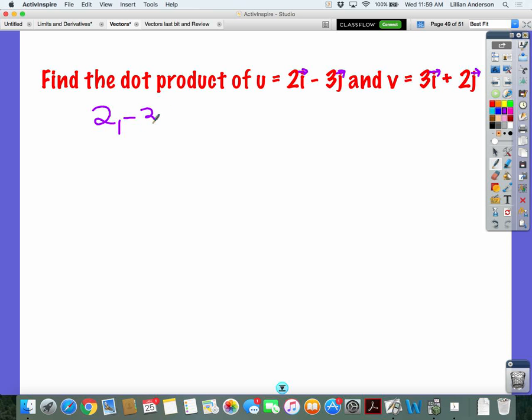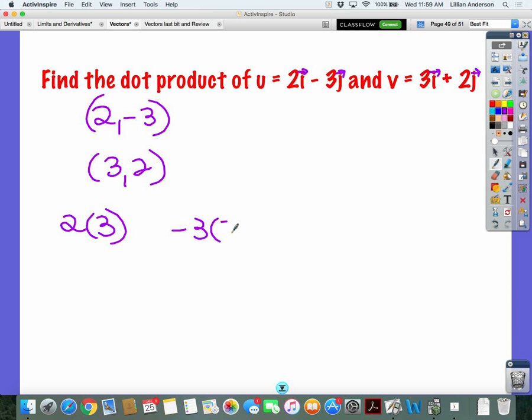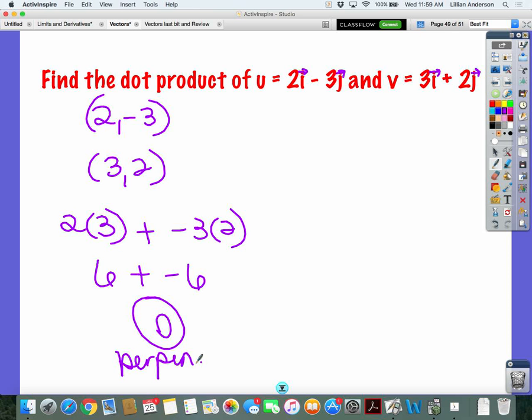A lot of times, for me personally, I don't prefer using the unit form with the i's and the j's. I like to look at them as the standard component form. Makes things a little bit easier for me. To find the dot product, you multiply the first two components together, multiply the second two components together, and then add them. 2 times 3, and so on. Zero. So the dot product is zero, which means they're what? Perpendicular.